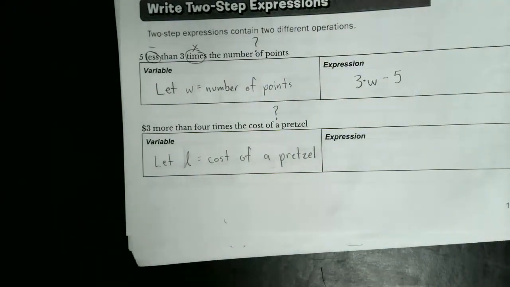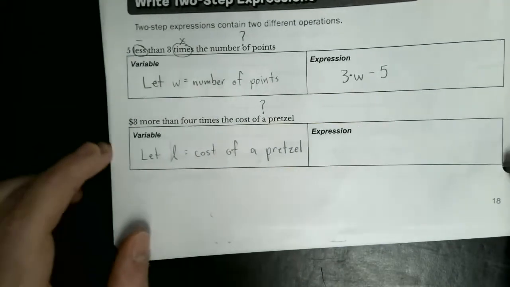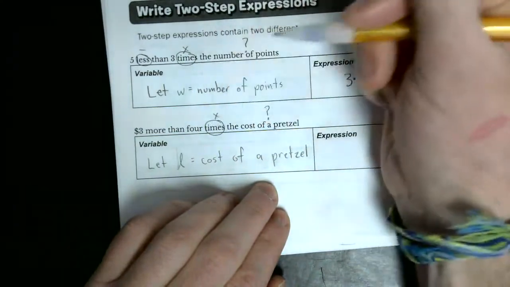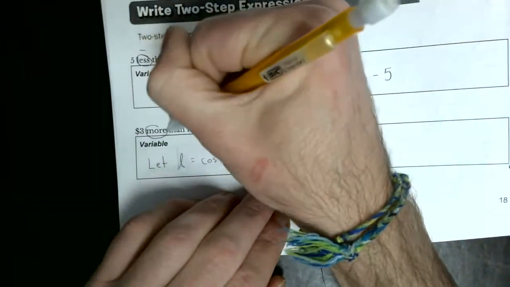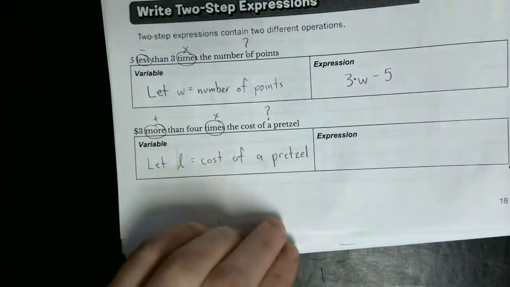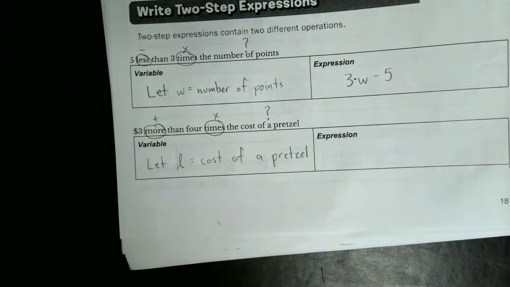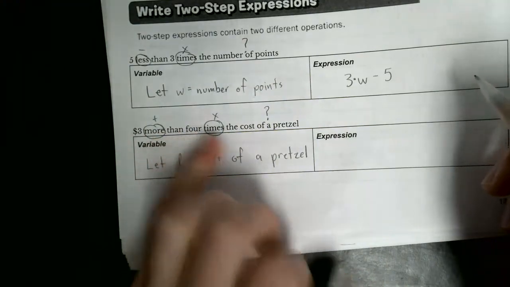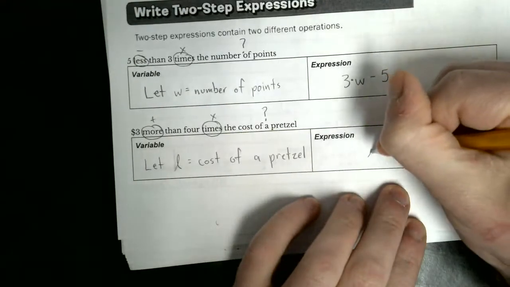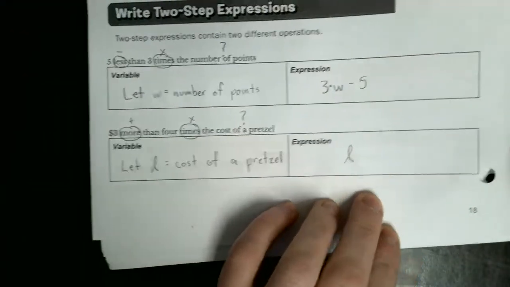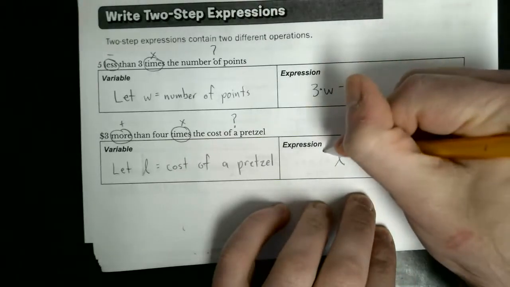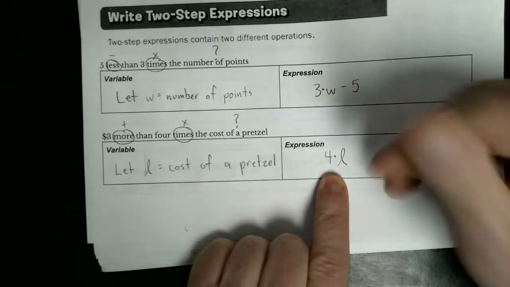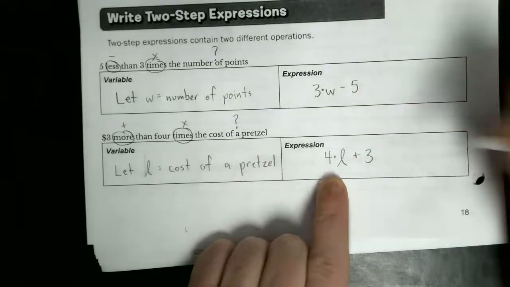All right. This is a 2-step one. How do we know? Well, we got times here, 4 times the cost of a pretzel. And we have $3 more, which is going to be adding. So again, we're going to start with the multiplication. We're going to kind of go in the order of operations here. 3 more than 4 times the cost of a pretzel. Well, here's the pretzel. 4 times more than that. That's 4 times the cost of the pretzel. Plus 3 would be $3 more.